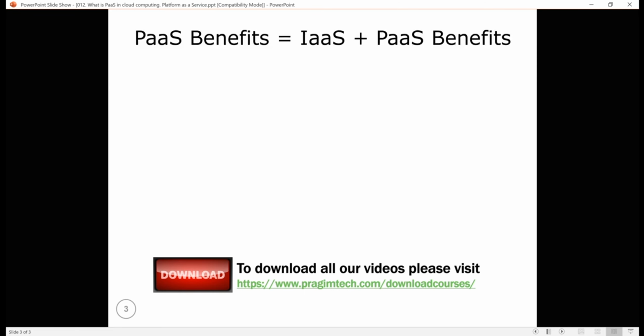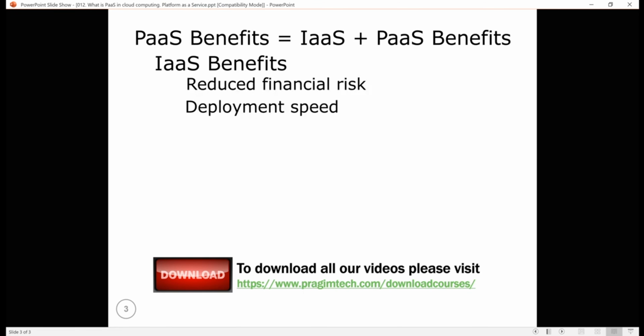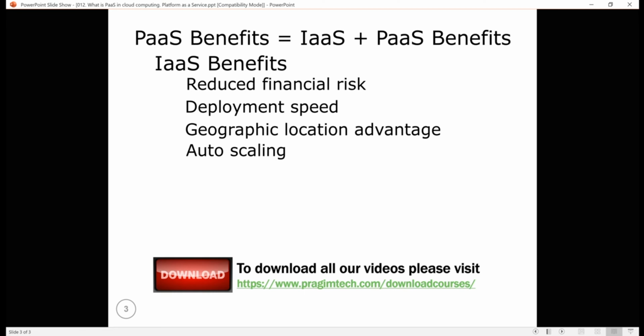Now, what are the advantages? Well, platform as a service is a layer on top of infrastructure as a service. So it has all the benefits of infrastructure as a service plus the benefits specific to platform as a service. Infrastructure as a service provides many benefits like reduced financial risk, deployment speed, provision resources from geographically closer locations, auto scaling resources, that is, the underlying virtual infrastructure, up and down depending on demand. We discussed infrastructure as a service benefits in detail in our previous video.